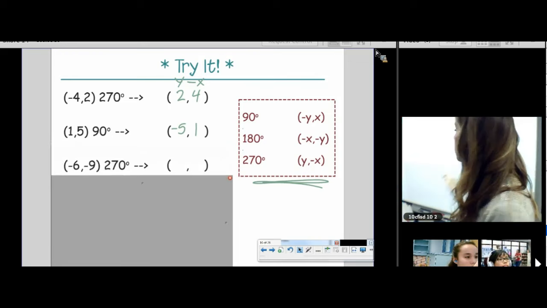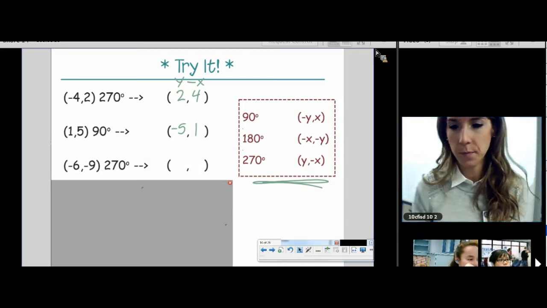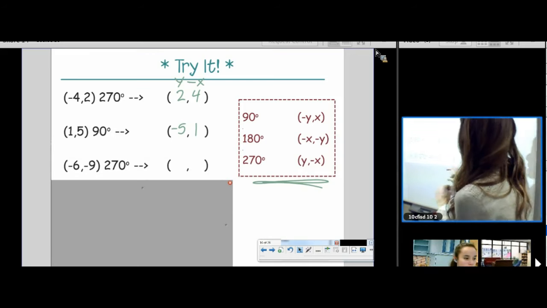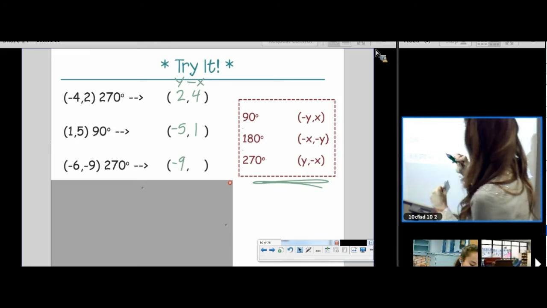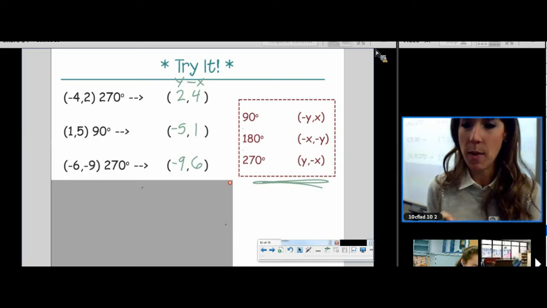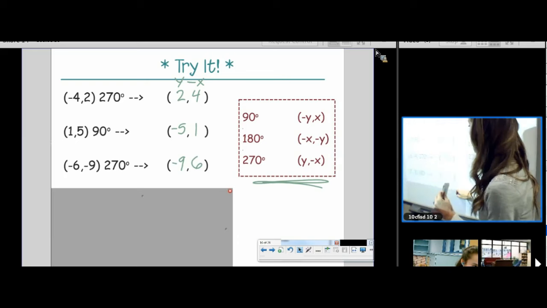Next one. Try it on your own first. Y'all are getting these all right. Y'all are awesome. 270 says take y and don't touch it. Take x and negate it. A negative 6 is a positive 6. Last one.